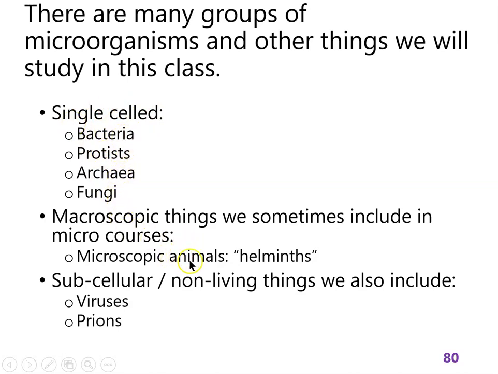There are bigger organisms, little animals called helminths. I won't cover them in this class, but if you look in your textbook, you'll see them. And then we have some subcellular or non-living things we'll cover: viruses and prions. These are not made of cells. These are made of parts of cells. And they don't trace their lineage back in the same way that cellular life traces our lineage back. We don't have common ancestors with viruses.